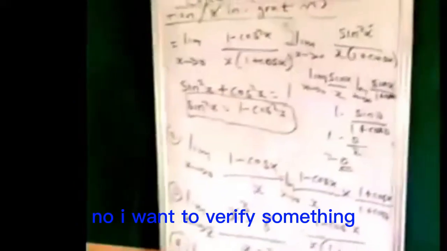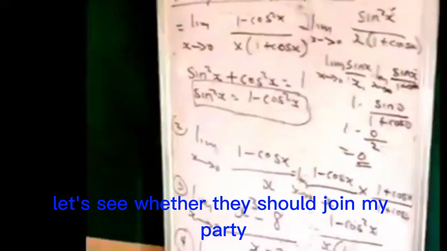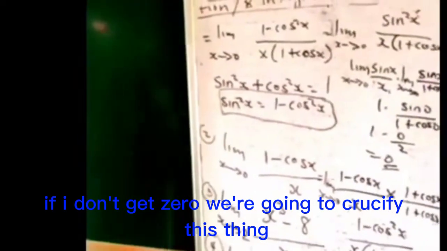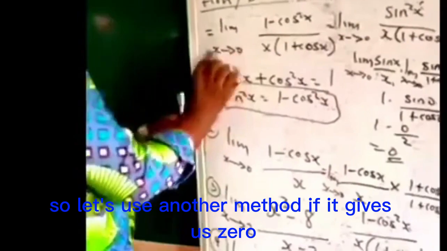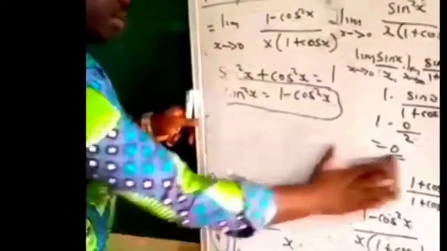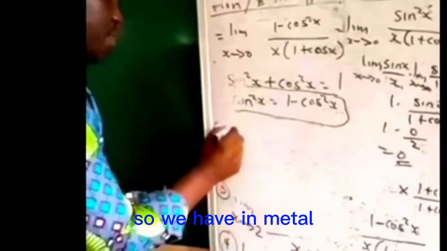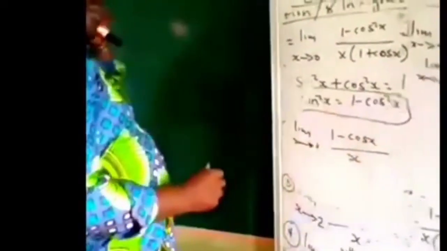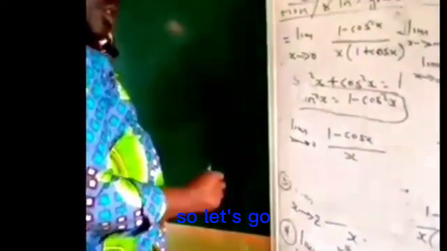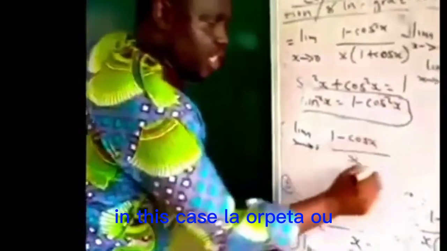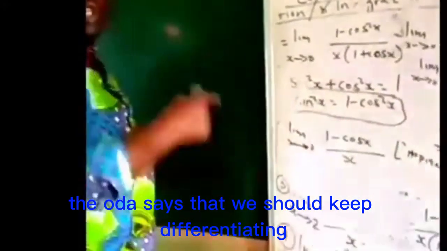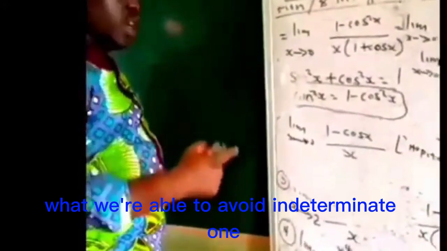It gives us 0. Now, I want to verify something. Let's see whether there's a joke in mathematics. I want to use another method. If I don't get 0, we're going to crucify this thing. So let's use another method. If it gives us 0, so we have a method. So let's go. I'm using now in this case L'Hopital rule, the rule that says that we should keep differentiating until we're able to avoid indeterminate form.